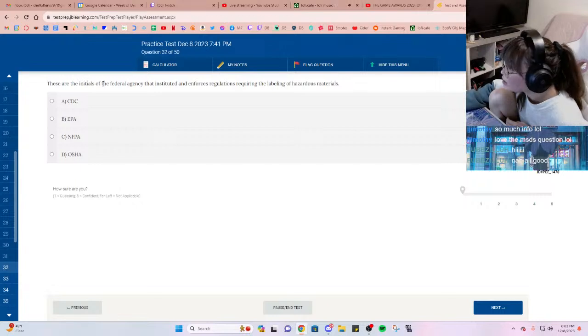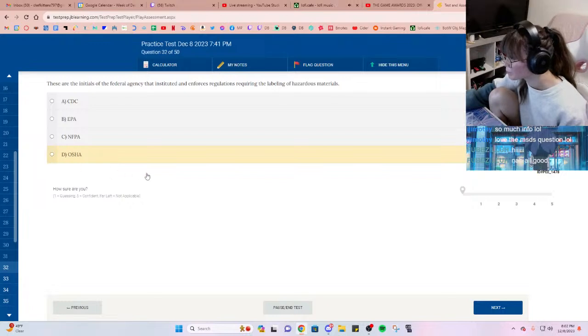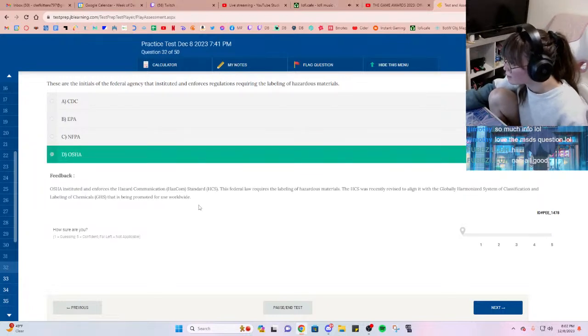These are the initials of the federal agency that instituted and enforces regulations requiring the labeling of hazardous materials. OSHA? Yes. HAZCOM standard. Federal law.